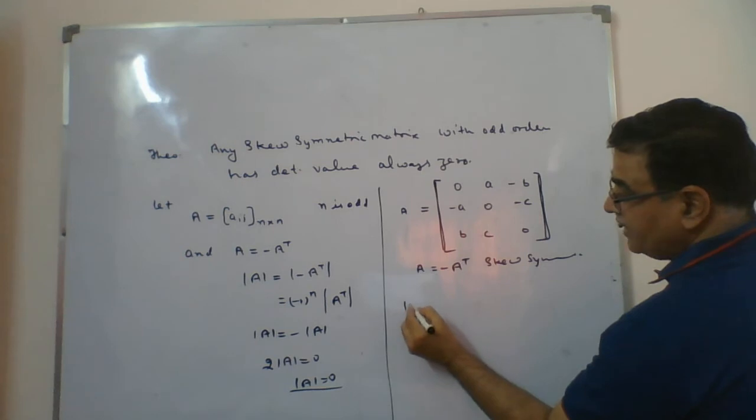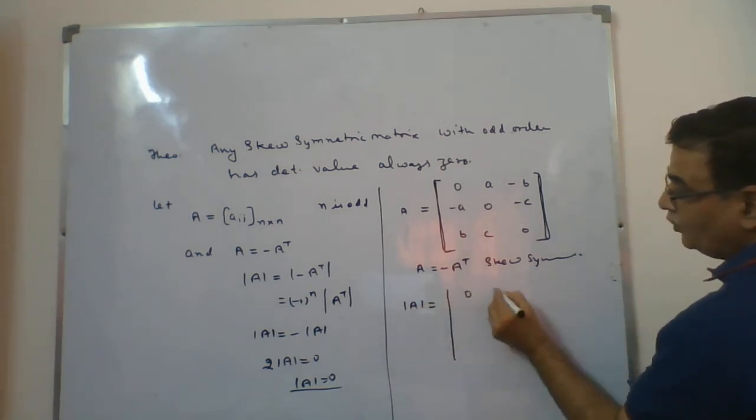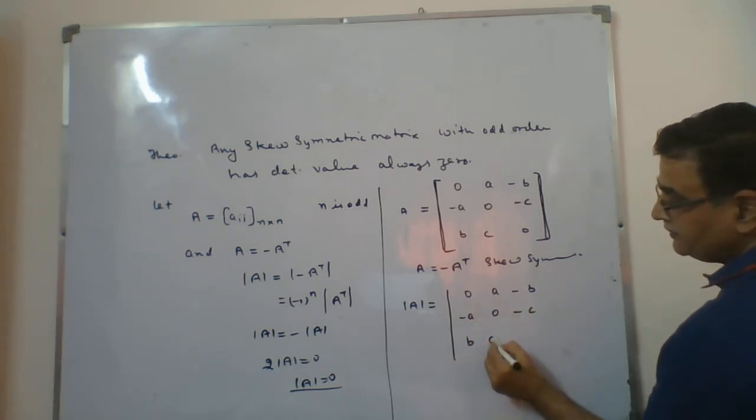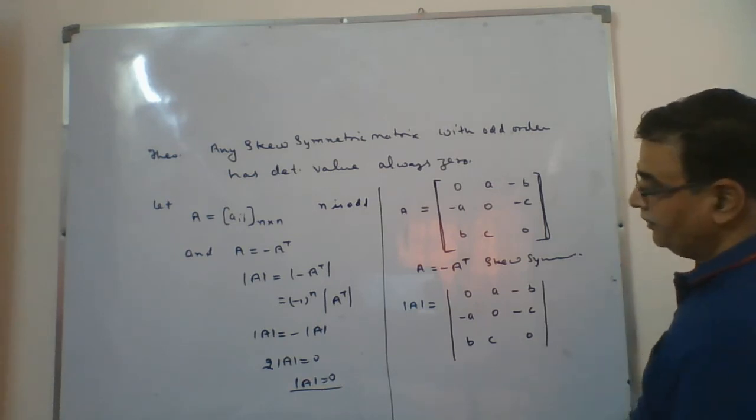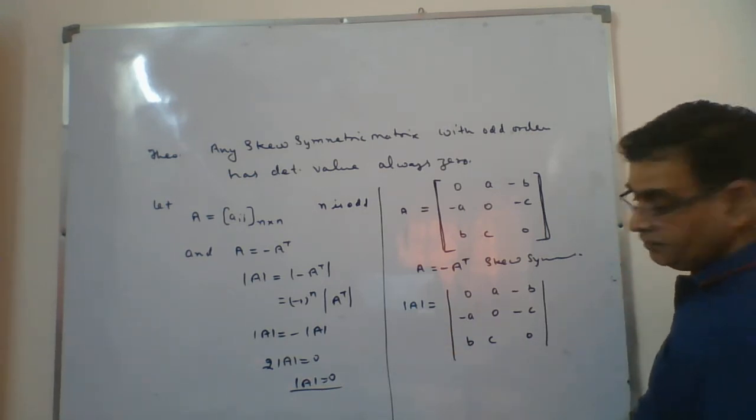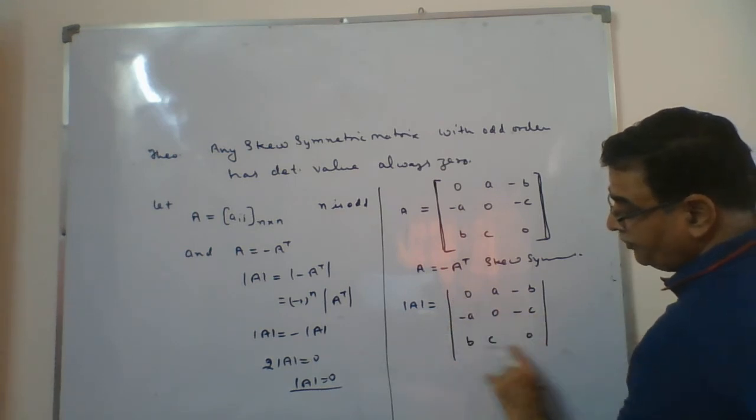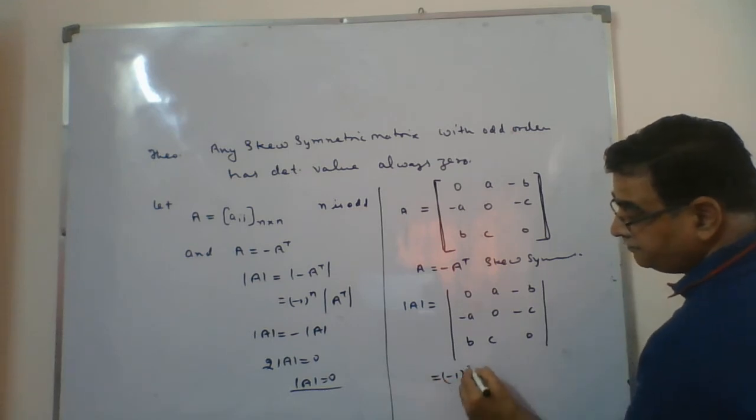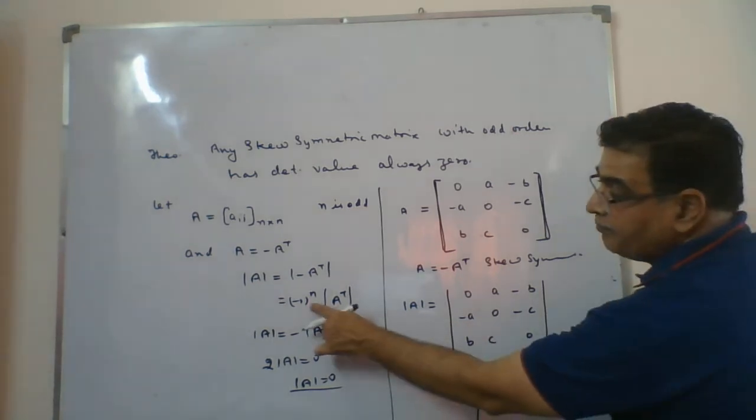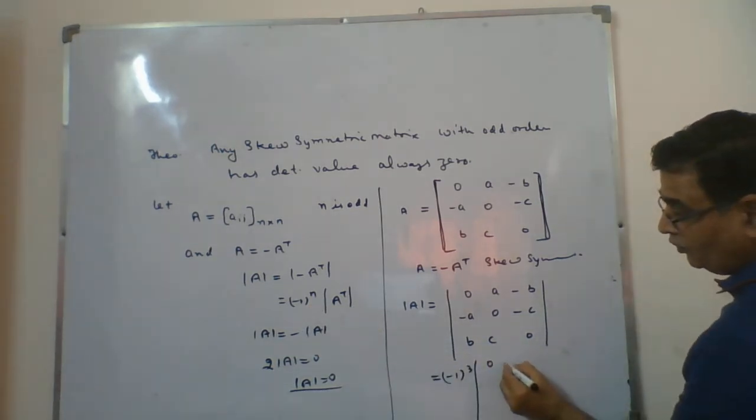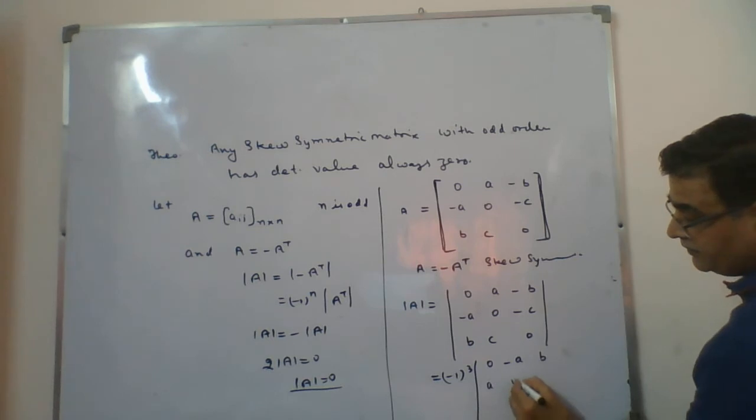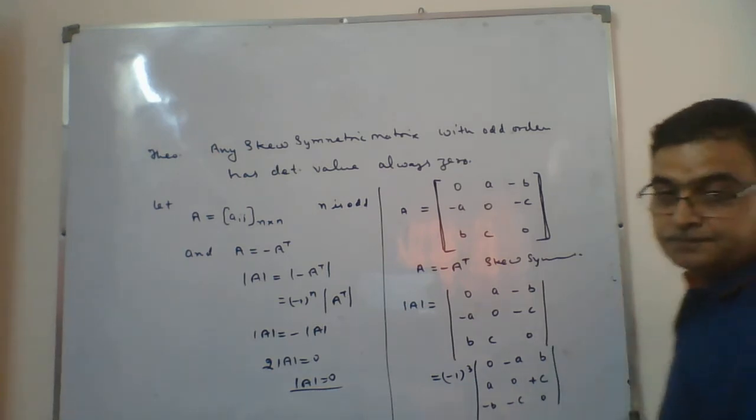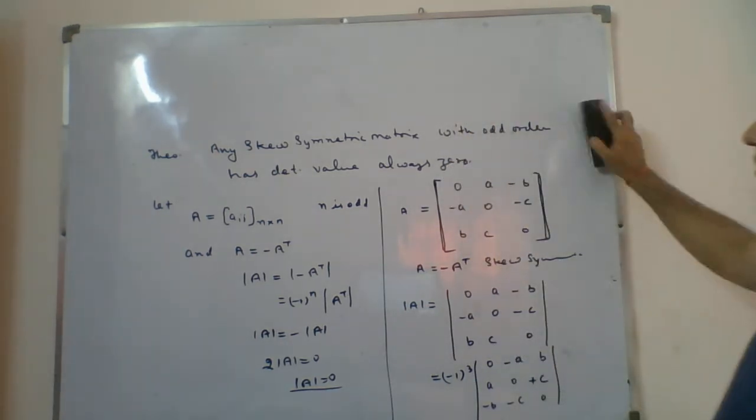Now what I do here, I'll start with determinant A. That is 0, A, minus B, minus A, 0, minus C, B, C and 0. This is the determinant. Now I'll take common: minus common from here, minus common from here, minus common from here. How many commons will be there? Minus 1 power 3. Whatever the order, that will be the minus coming common here. So left is 0, minus A, B, A, 0, C, then minus B, minus C and 0. Is this clear? You're getting this result?